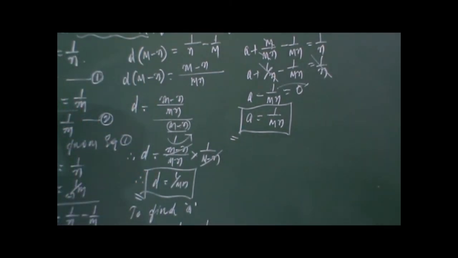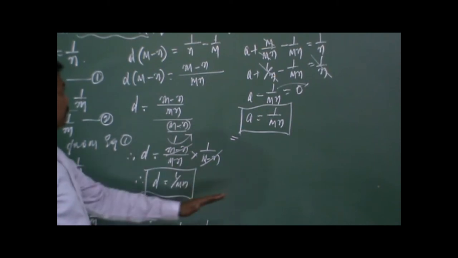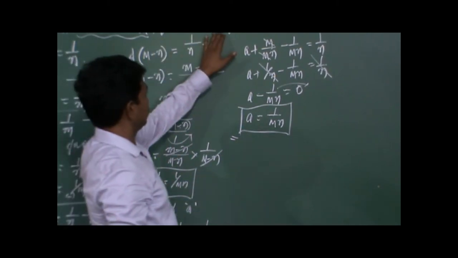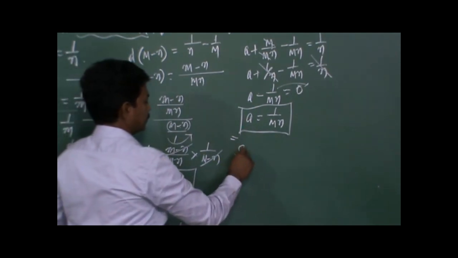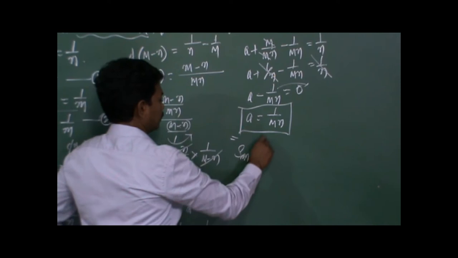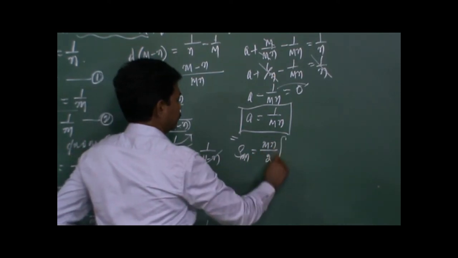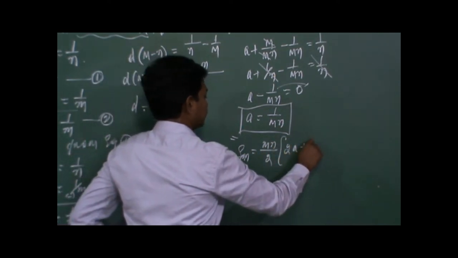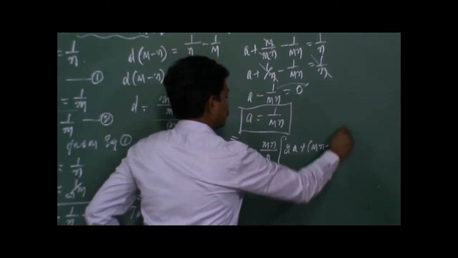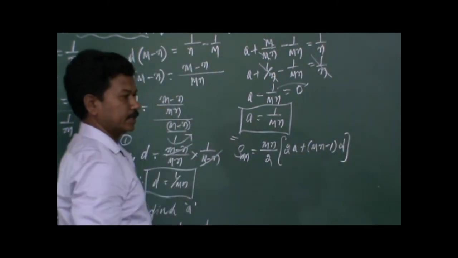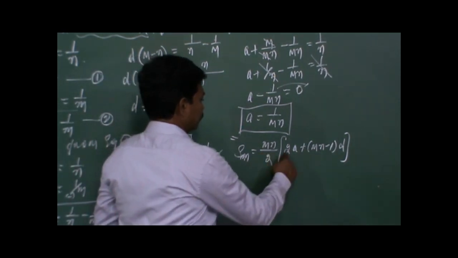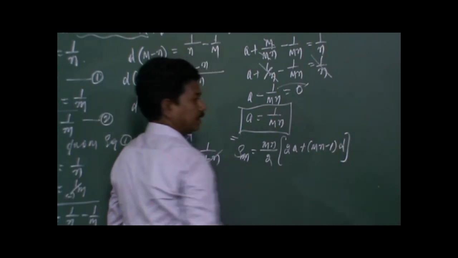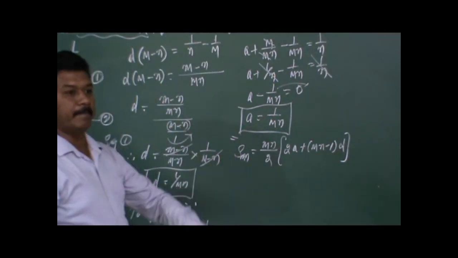So we have two values here, one is a and another is d. So we have got it successfully. We'll go with the next, that is the sum of mn terms. The sum of the mn terms is equal to mn by 2 into 2a plus mn minus 1 into d. So this is the required formula for that. So Sn is equal to n by 2 into 2a plus n minus 1 into d. So instead of n we have mn, that's all.